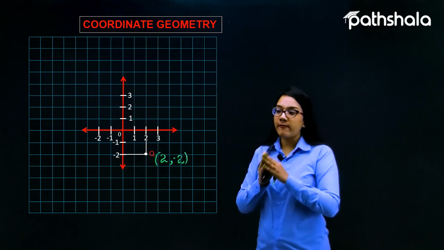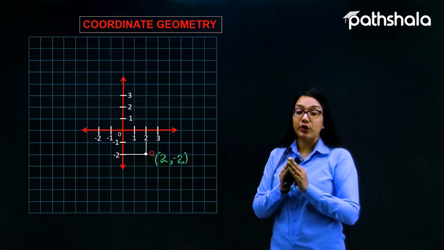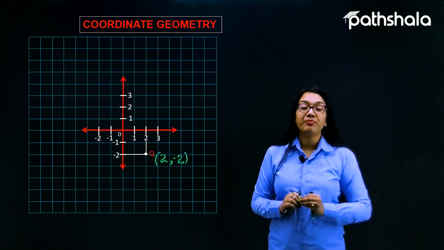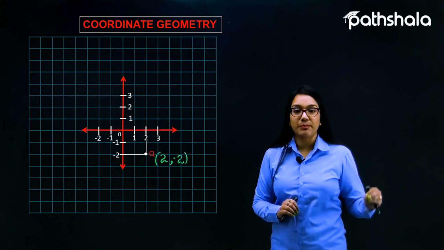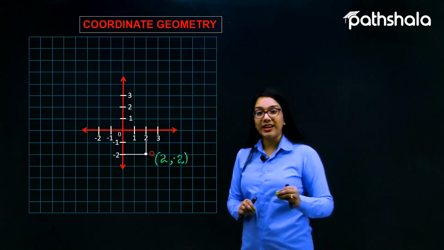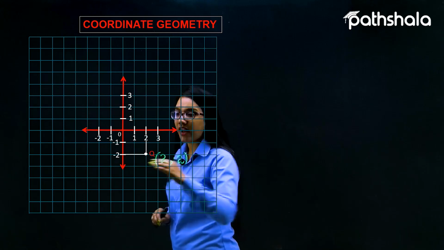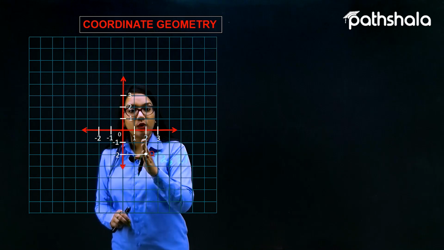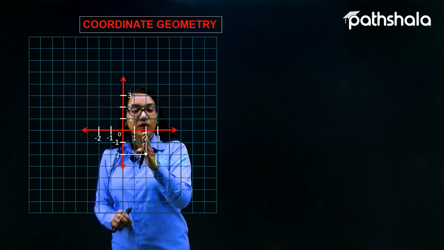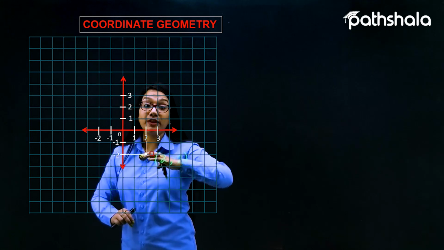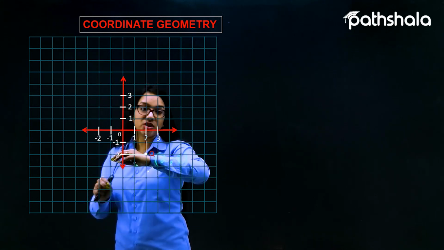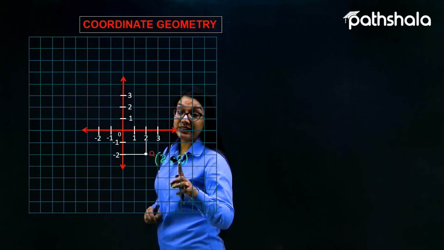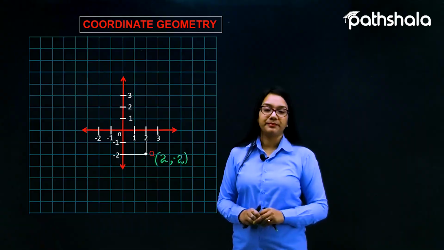So always remember, whenever we want to find the coordinate of any particular point on this xy plane, always go for this method: after joining the point Q with the x-axis and the y-axis, the abscissa will be the point at which it joins the x-axis, and the ordinate will be the point at which it joins the y-axis. So this is our abscissa and this is our ordinate.